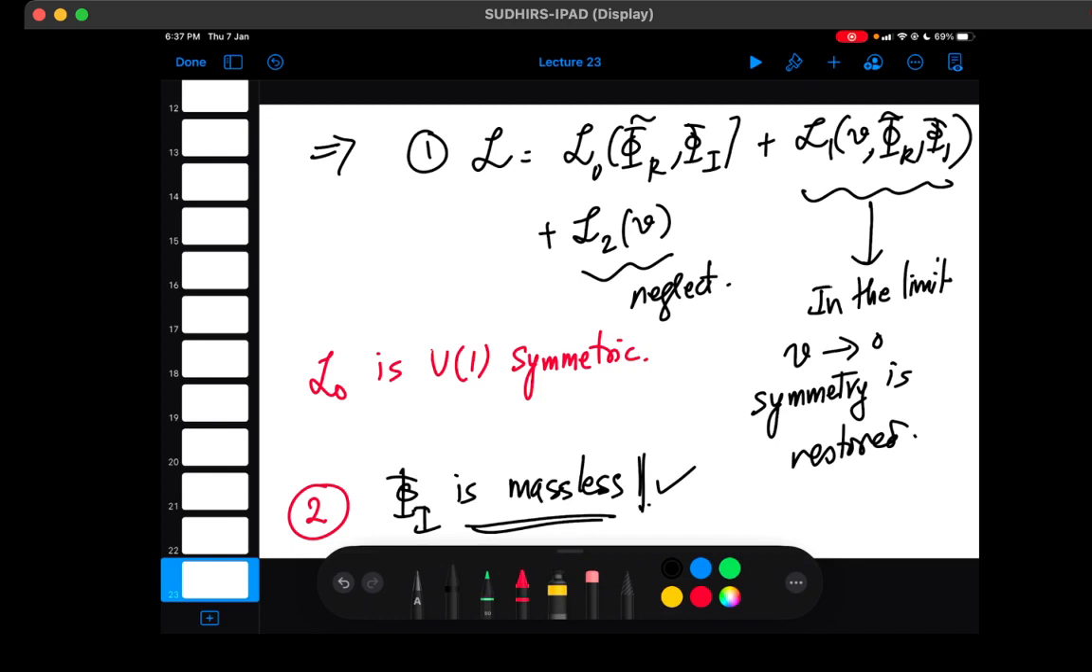Second thing, it generates a field to be massless. Essentially, the total number of degrees of freedom are the same. So to begin with, initially we had 2 degrees of freedom, and finally after symmetry breaking also you had 2 degrees of freedom, but one of them ends up being massless, and this massless field is called a Goldstone boson.